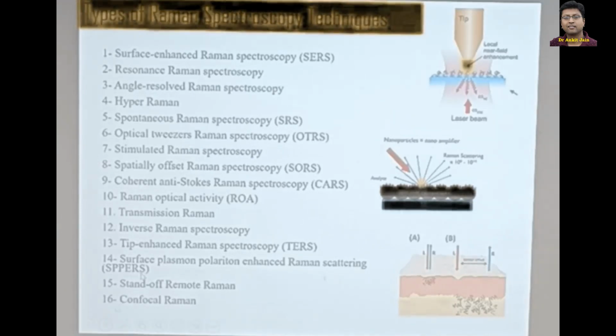And the best is the confocal Raman. That is how you can go into different depths of a same sample and you can measure. So that is a confocal Raman.